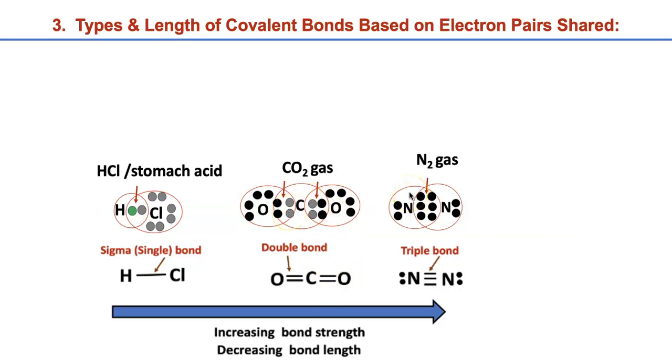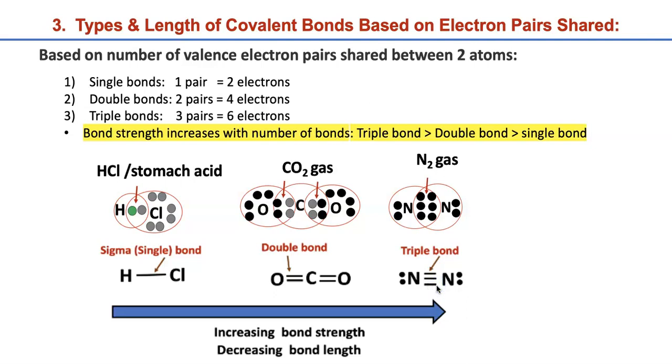Nitrogen, a group 5 element, has 5 electrons and needs 3 electrons. So if nitrogen hangs out with nitrogen, they both need to share 3 electrons with the other one. So this pair and this pair are shown as 3 lines here. So going from this direction to this direction, the bond strength increases and the bond length decreases.